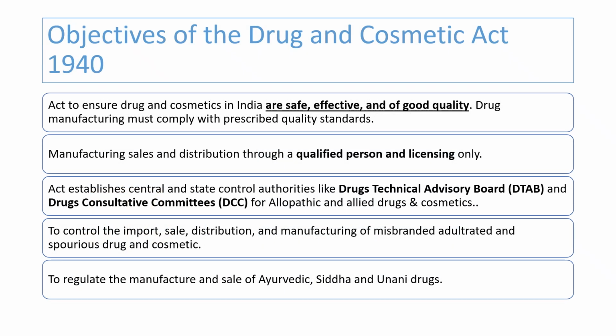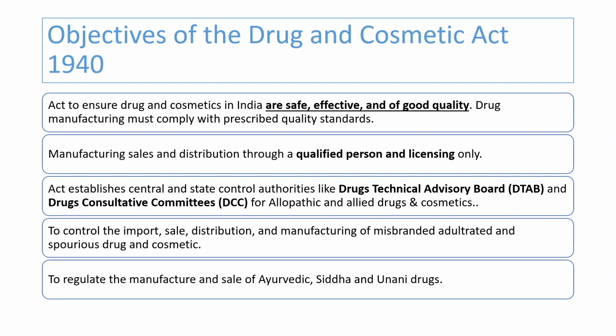So we will see what the objectives of the Drug and Cosmetic Act were. The first objective is that the act ensures the drugs and cosmetics in India are safe, effective, and of good quality. It means the major objective is that whatever drug is being imported, manufactured, or sold, it should be safe, effective, and of good quality. It means whatever drug comes in our hand, we can confidently say the drug we are taking is safe, effective, and of good quality. Drug manufacturing must comply with prescribed quality standards. It means the drug should follow the quality standards and be of good quality.